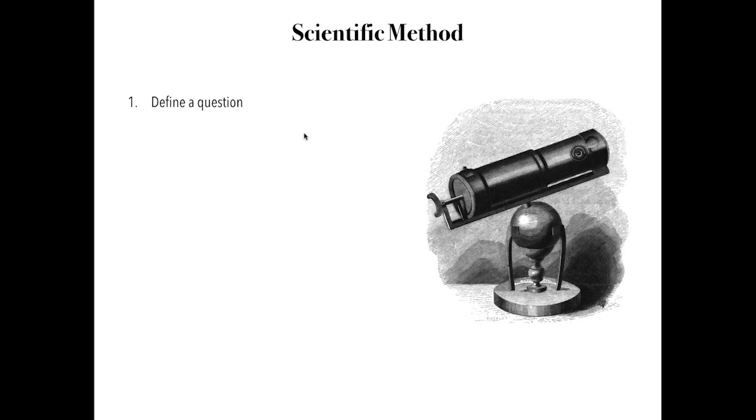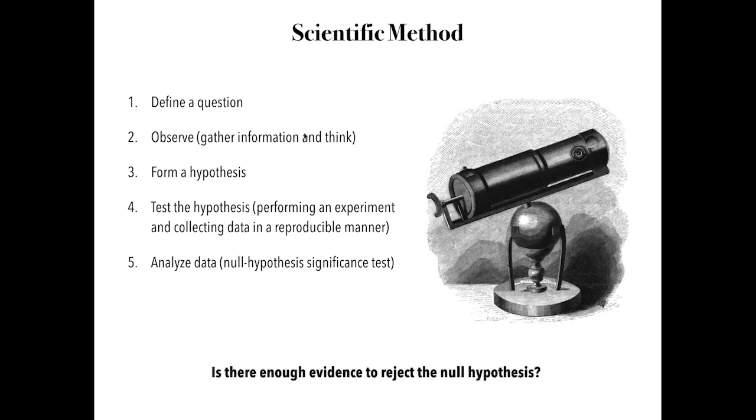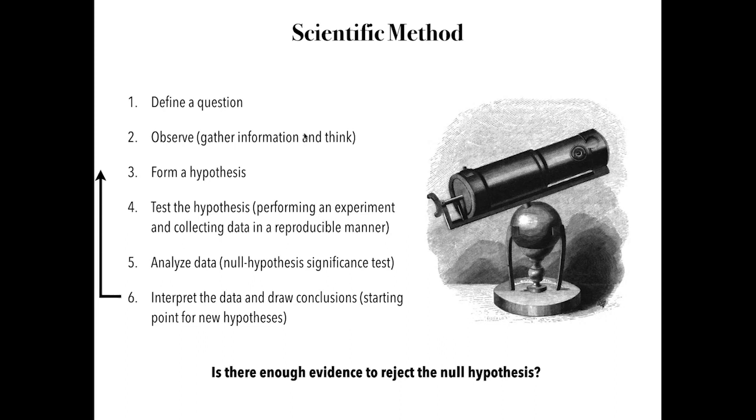And so how do we do that? Well, of course, we start with the scientific method. So we define a question, typically, right? Then we observe. So we gather information and we think really hard. Then we form a hypothesis, right? And then comes into what you guys do. Test the hypothesis, perform an experiment, collect data, hopefully in a reproducible manner. Analyze the data, right? This is a null significance hypothesis testing, right? So if it weren't true, then I would try to prove that it's not true, right? It's a little convoluted, but that's what we do. And then we ask the question, is there enough evidence to reject the null hypothesis? Okay, so from this, we then interpret the data, draw conclusions, and then we start the whole thing over again, right? And it's a starting point for a new hypothesis. So this is what we do, right?